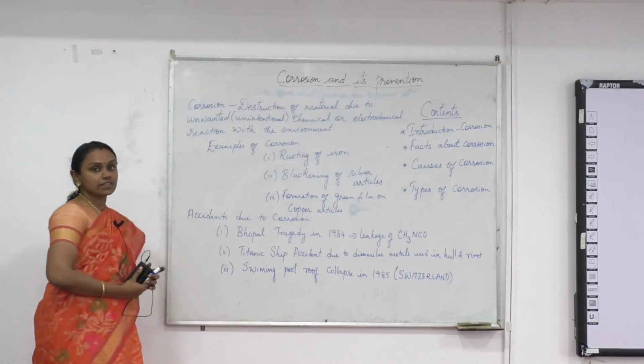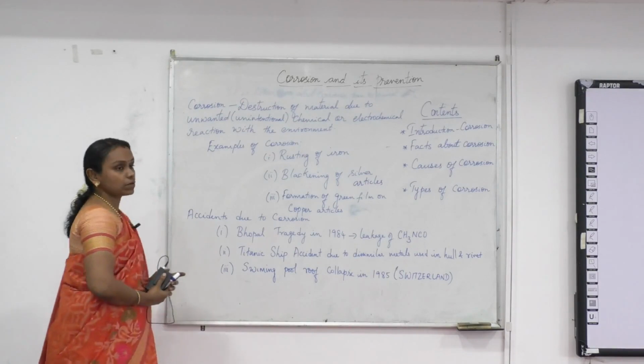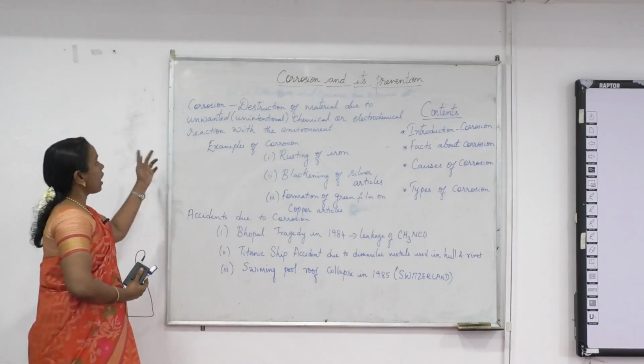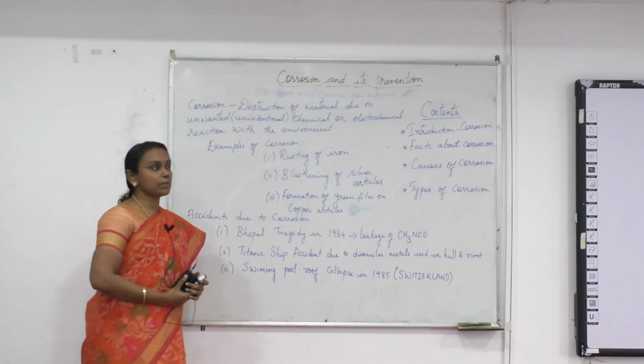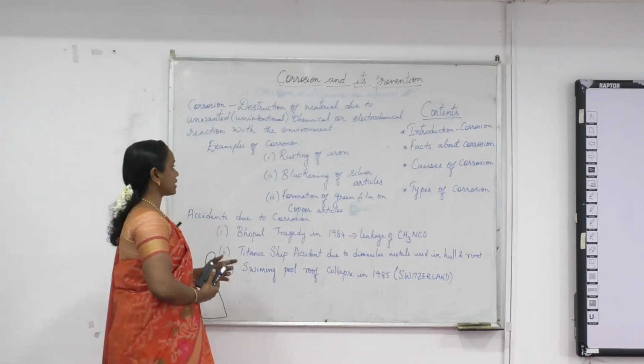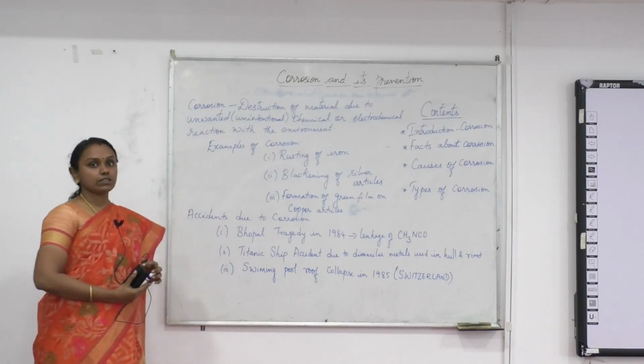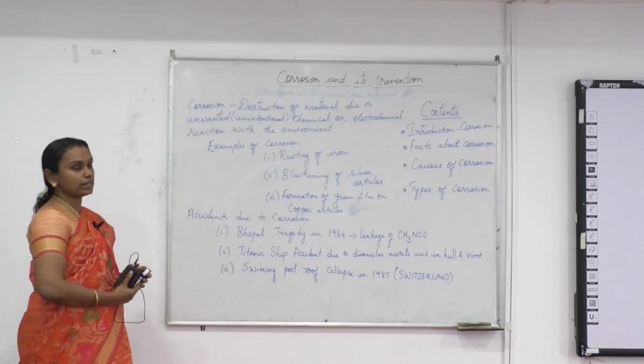So first let's see the definition of corrosion. What is corrosion? Corrosion is the destruction of the material due to unwanted or unintentional chemical or electrochemical reactions with the environment. It is an unwanted reaction. It may be chemical or electrochemical in nature.